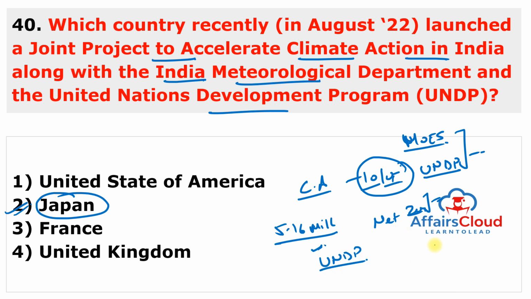And Japan has provided the fund as a part of Japan's global assistance to 23 countries through the United Nations Development Program Climate Promise Fund from Pledge to Impact Program. So just remember, Japan provided some fund to United Nations Development Program India for the climate change.